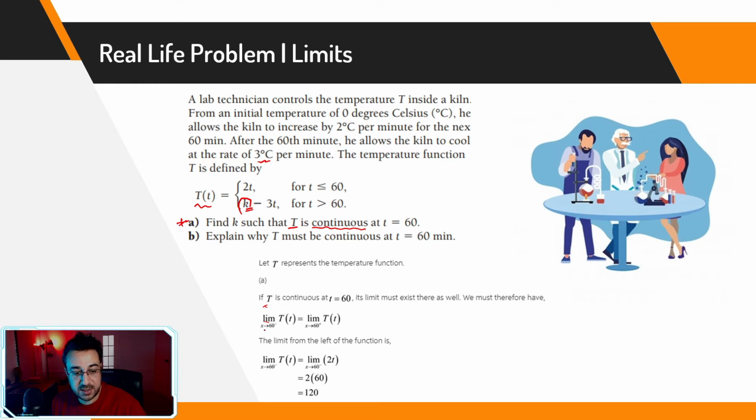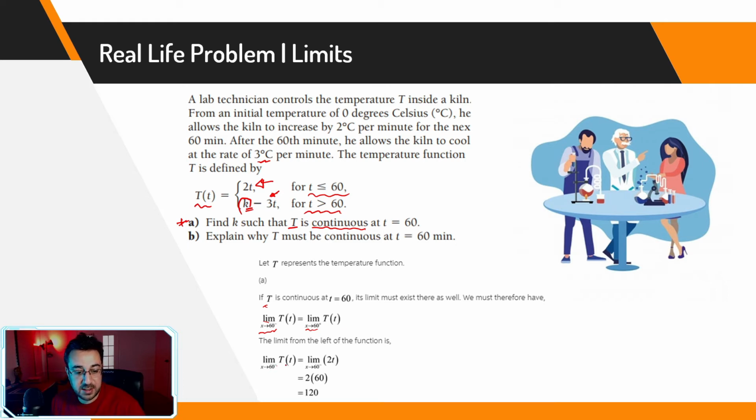So in this case, we can say the limit of the function T(t) as t approaches 60 from the left, that's the function we're talking about, should equal the limit of the function T(t) as t approaches 60 from the right. That function we're talking about is this exact function here. As t larger than 60, that means t approaching 60 from the right. Now we equalize these two and we find the solution.